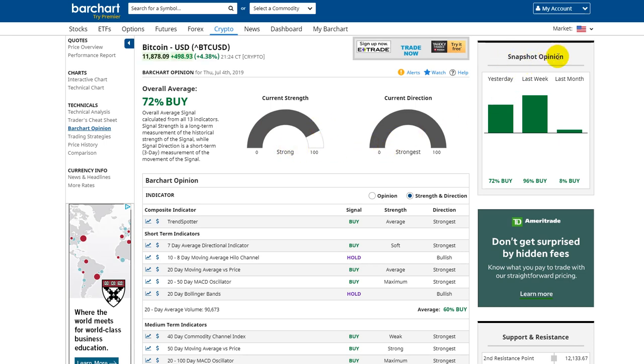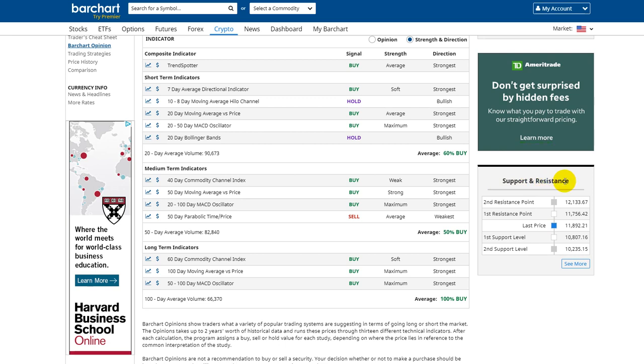So we have also a snapshot opinion. That's good. Yesterday, last week, last month, we see a little bit of trend. We also have the support and resistance. I mean, it's the other page which I've been showing you lately. When you click on that, you get the full page, but here you get just a small condensed view with the first resistance point and second resistance point, and also first support level and second support level if it's going down. That's really interesting.